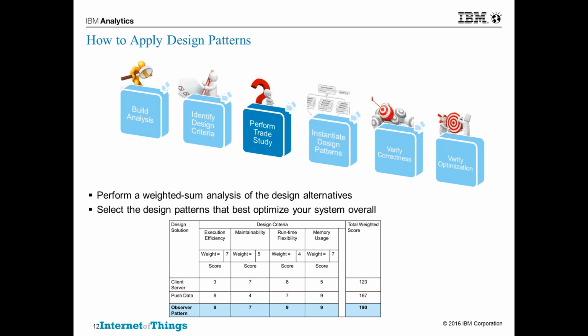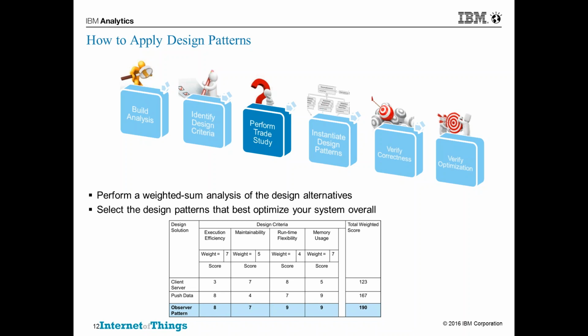We've got weights. That's a measure of the importance or significance of that criteria. Execution efficiency was a 7, whereas maintainability was a 5. The number in the cell is the degree to which this solution optimizes that criteria. So the client server optimizes execution efficiency to the level of 3. And again, these numbers are also normalized between 1 and 10 typically. Client server optimizes maintainability to a 7, runtime flexibility to 8, and memory usage to a 5, and so on.